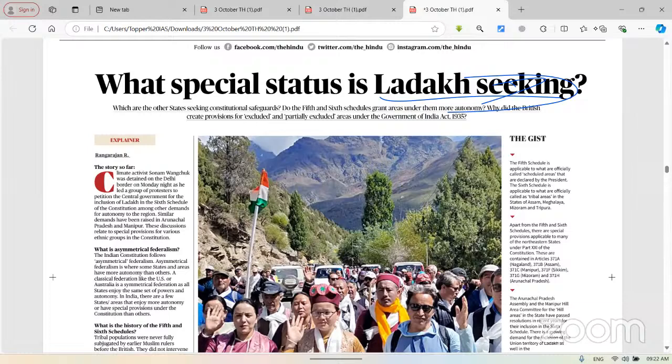9th schedule: not only land reforms. Any provision added in the 9th schedule will be protected from judicial review. 10th schedule: anti-defection law. 11th schedule: Panchayat. 12th schedule: urban local bodies or municipalities. So today we are focusing on the 5th and 6th schedules. Very important.